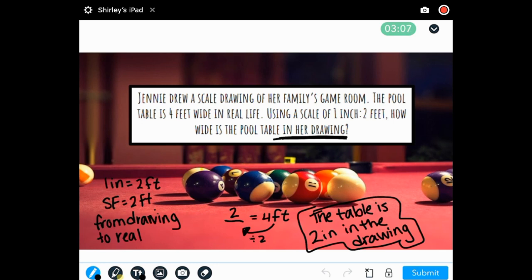Perfect. I can see a lot of you are fixing the mistakes we were making yesterday on that last problem. Again, it comes down to what are they asking you? Are you trying to scale something up to the actual length, or are you trying to scale something down to the scale drawing length?